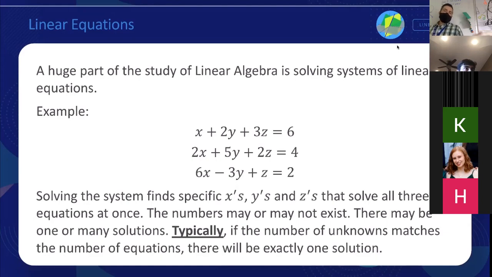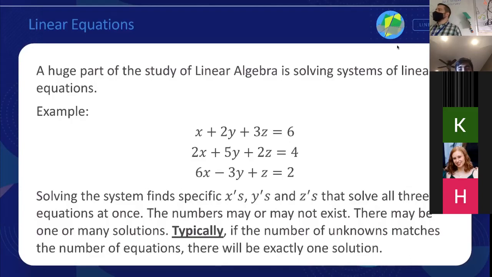Okay, so generally when we talk about solving a system, we're saying we want to find an x, a y, and a z that makes all of our equations true. So in this case, all 3 of these equations true. Sometimes it exists, sometimes it doesn't. Sometimes there's one, sometimes there's many. And when we say many, we mean infinitely many.